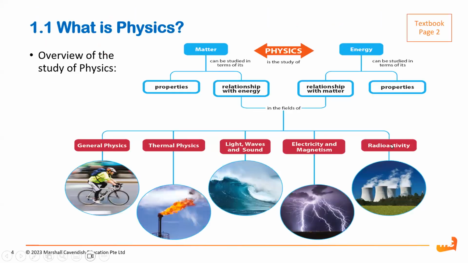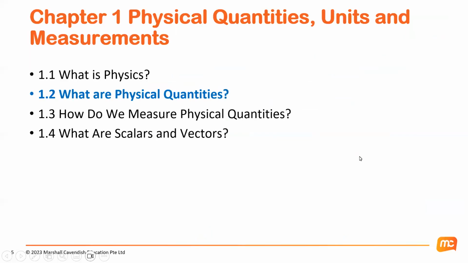This is a broad overview of the study of physics in your 2 years. In the first year, in Sec 3, you'll be covering general physics, thermal physics, and wave and sound. And in Sec 4, we'll be covering light, electricity, magnetism, and radioactivity. So we move on to the main section, which is what are physical quantities.